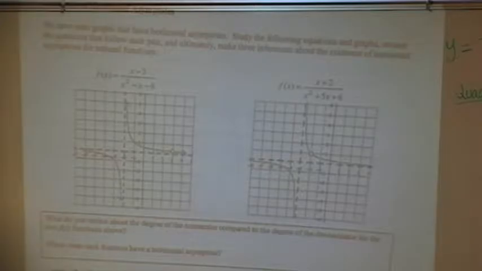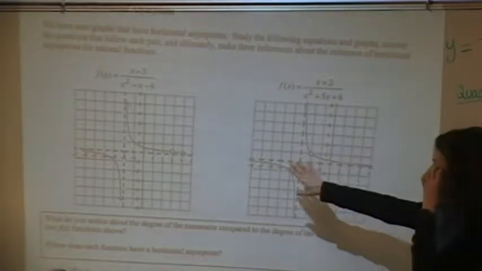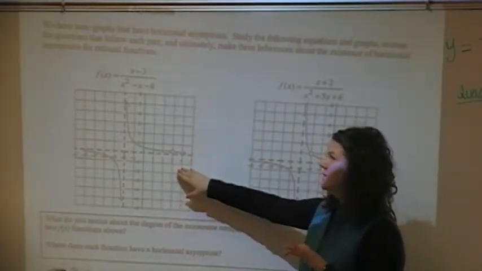So, we have seen that the graphs have horizontal asymptotes. Study the following equations and graphs and answer the questions that follow, and ultimately make 3 inferences about the existence of horizontal asymptotes. So we're going to see if we can figure it out just based upon looking at the equations. In this case, it looks a little weird because your horizontal asymptote happens to be right on the axis, so they went ahead and made the axis dotted. Both of these equations have a horizontal asymptote of 0.